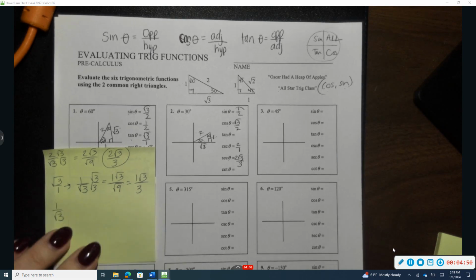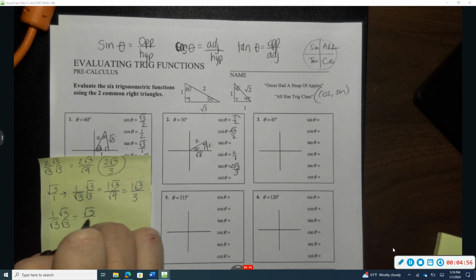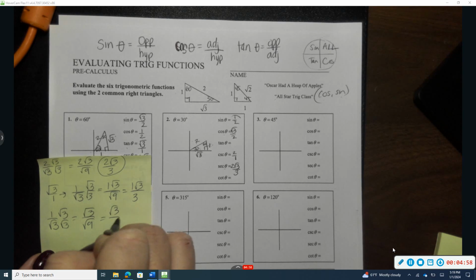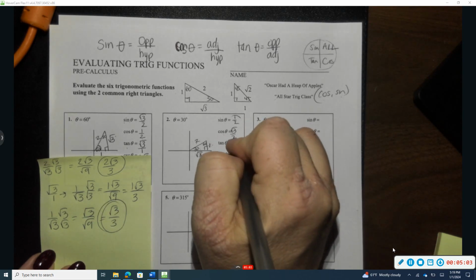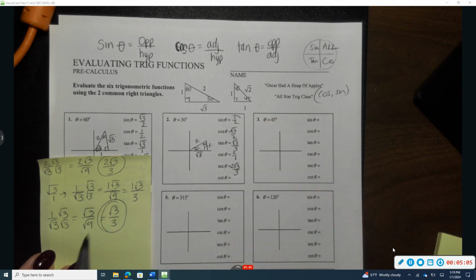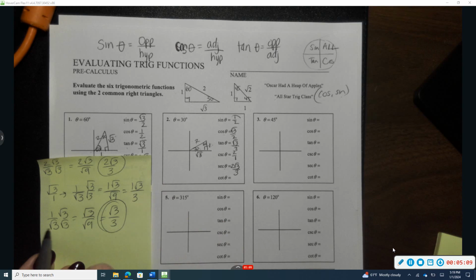This is what the tangent is, but it's not in proper form. So let's put it in proper form. Radical 3 over radical 3 times radical 3, so radical 3 over radical 9, radical 3 over 3. Okay, this is what the tangent is, radical 3 over 3. Now, remember, 1 over radical 3 is equivalent in proper form to radical 3 over 3.